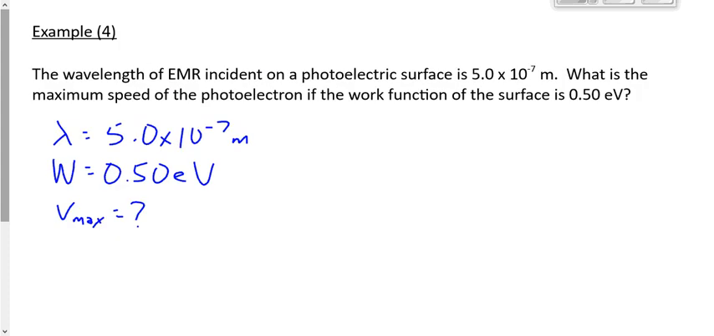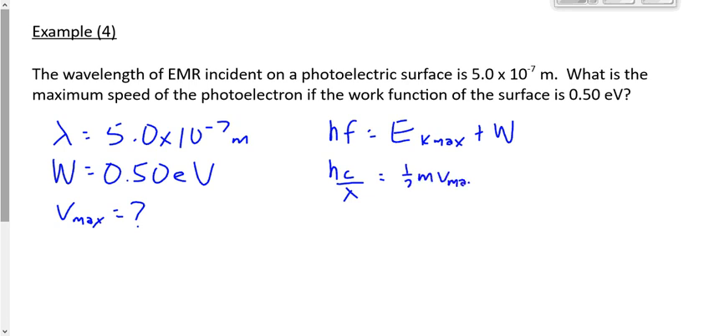The mass of an electron? Yes. So we're going to say hf is equal to EK max plus W, the work function. Now, it's confusing here because I don't know what f is, I don't know what EK is. That's okay. We can replace hf with hc over lambda because it's the same thing. We can replace EK with 1/2 mv squared. By the way, we could also replace EK with qV stop, but that wouldn't be relevant in this question. Plus W. We could also replace W with hf0 or hc over lambda max, but that wouldn't be helpful here either.